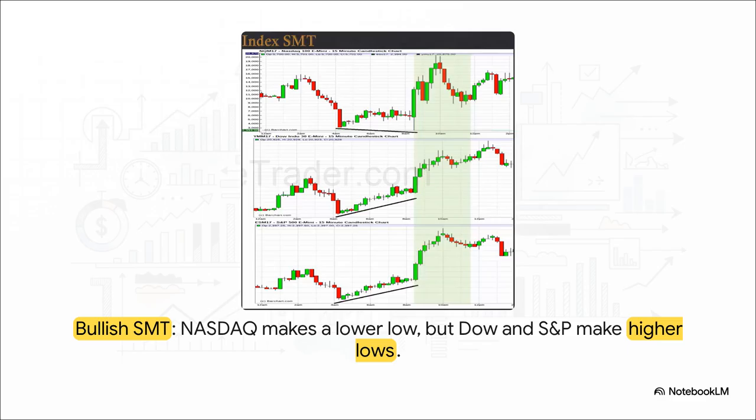This is what ICT calls a crack in correlation. It is a massive, massive tell that smart money is quietly buying, and the market is very likely about to head higher, even though the NASDAQ looks weak on the surface.